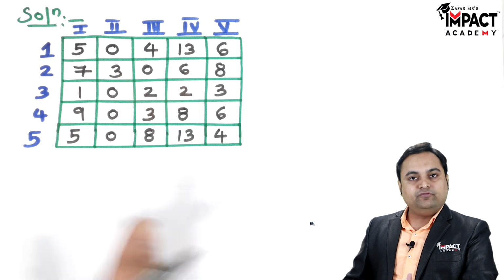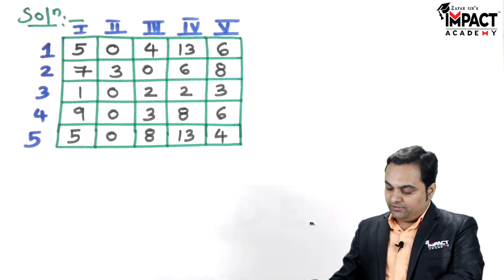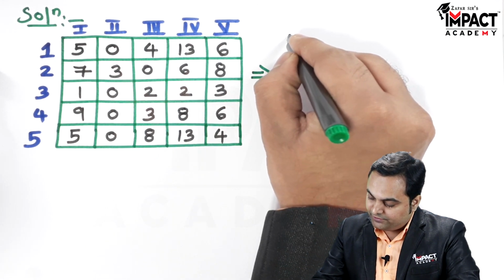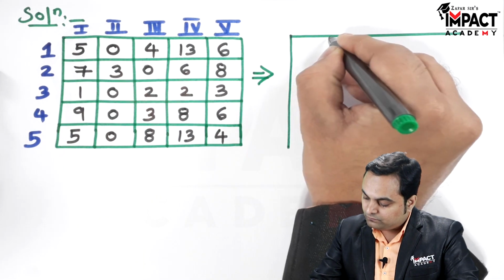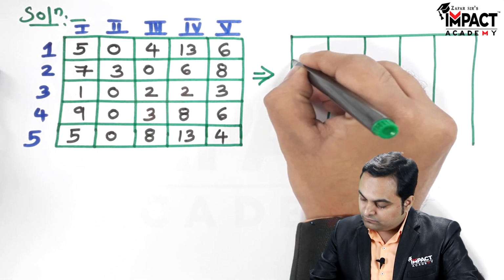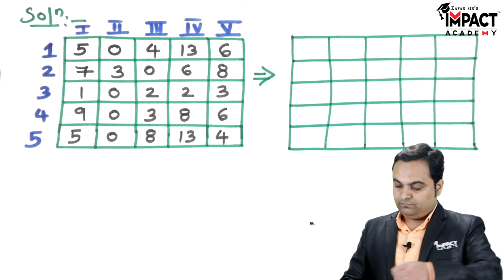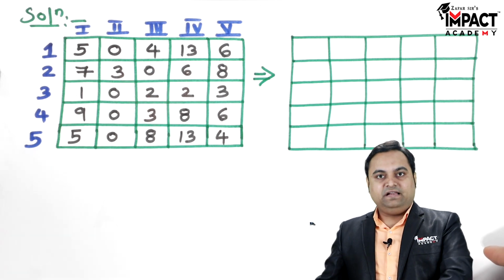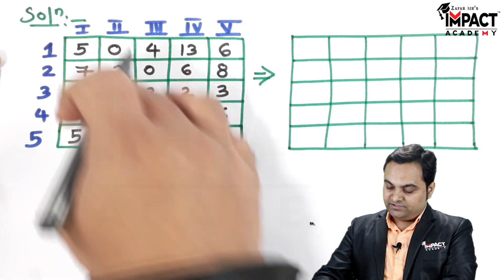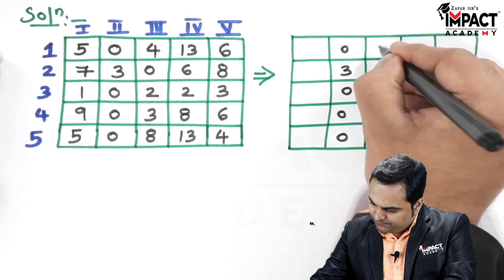So for that also we have to draw the table again and assign zeros in the respective columns. So this table would be drawn again over here. First, I'll write those columns in which zeros are already present. So that is the second column, third column.